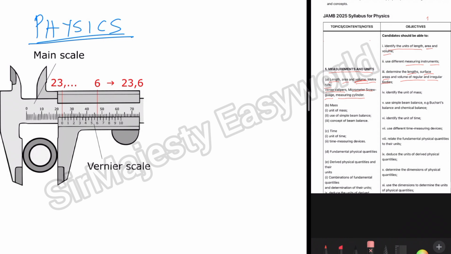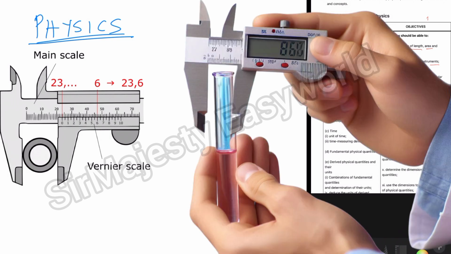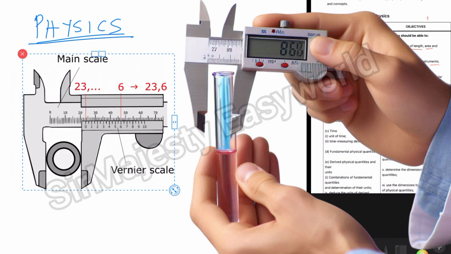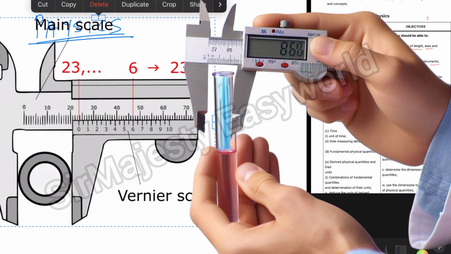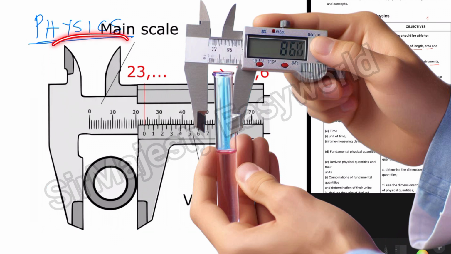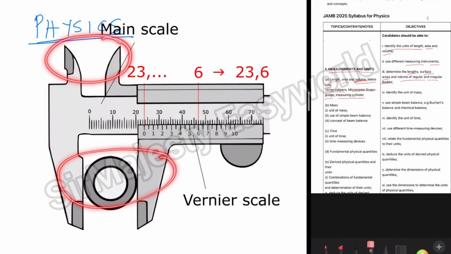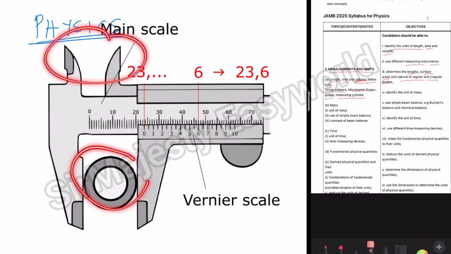Once again, use vernier scale to measure things like a test tube, the length of a test, the width of a test tube. Now, this portion is used to measure the inner parts, while this is used to measure the outer diameter. These are called the jaws. This is a jaw, this is another jaw. But this jaw is used for the inner, while this is used for the outer diameters, or the internal diameters and the external diameters. Okay?